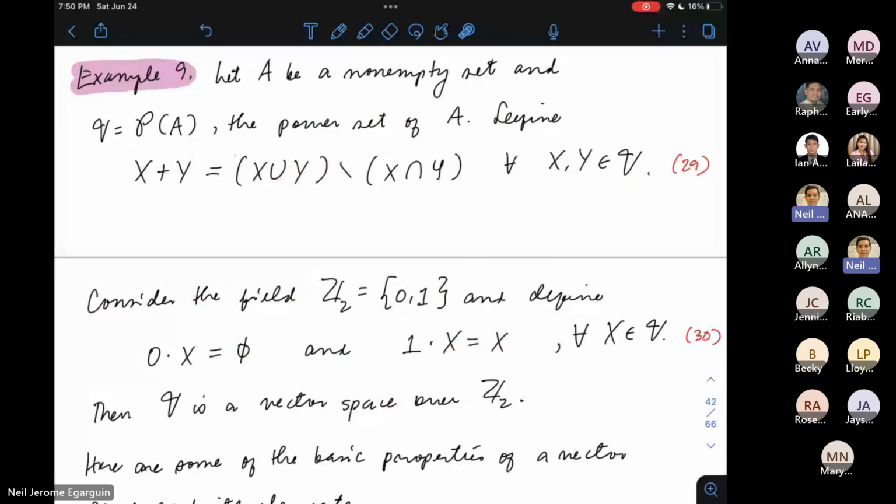And then scalar multiplication is defined this way. My field is just Z2, so we only have two scalars, 0 and 1. Now, if we multiply a set, a vector X, by 0, the answer is just the empty set, by definition. Then if I do 1 times a set, the answer is just that set. Alright? So scalar multiplication is simpler because there are only two possible scalars, and the answer is either the empty set or that same set.